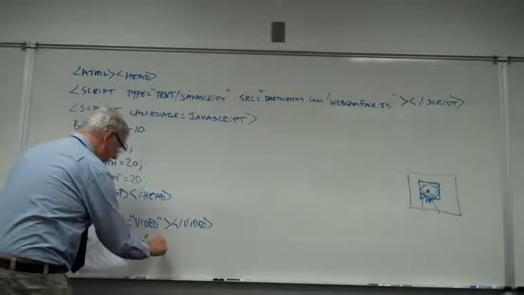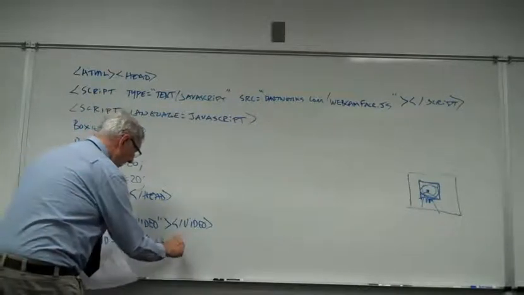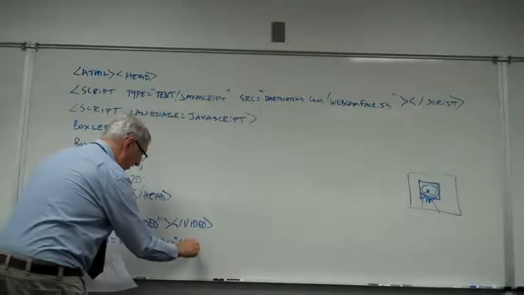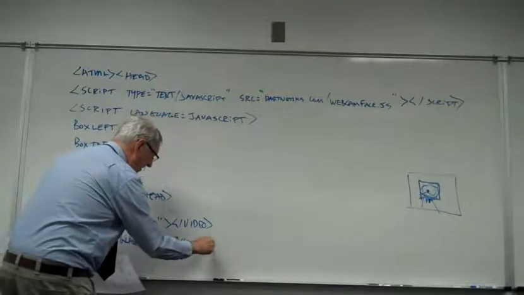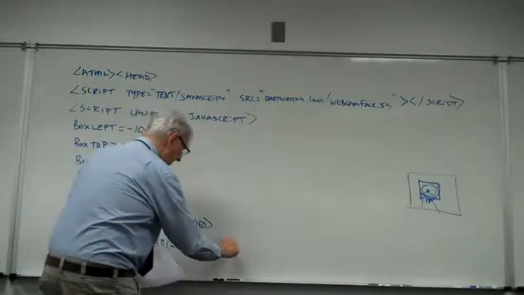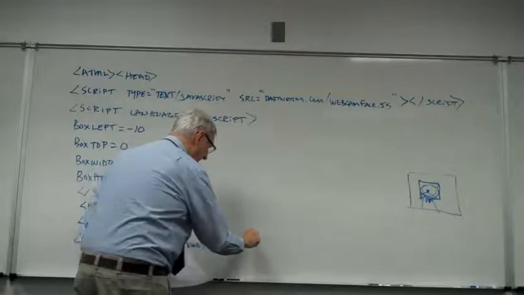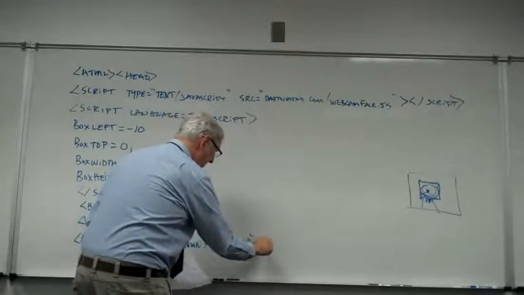So you say the source, whatever your source is, equals. I'm going to put clown. This is the one I use, clown.png. And style equals position absolute.